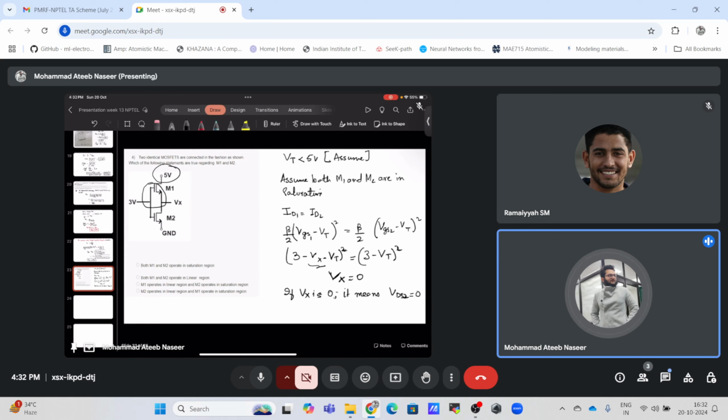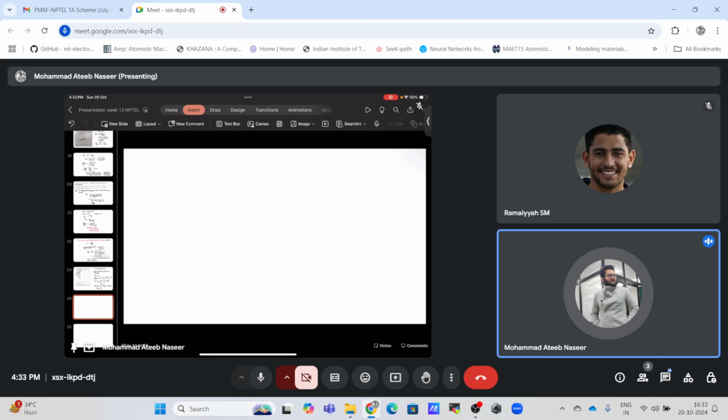If VDS2 is 0, but we have assumed that the MOSFET is in saturation, it would mean that VGS2 minus VT... it is not possible for us to have both the MOSFETs in saturation, because VDS2 is 0. We don't have VGS minus VTH be greater than this value. So what we do now is we say that one of the MOSFETs is in saturation and the other MOSFET is in the linear region.